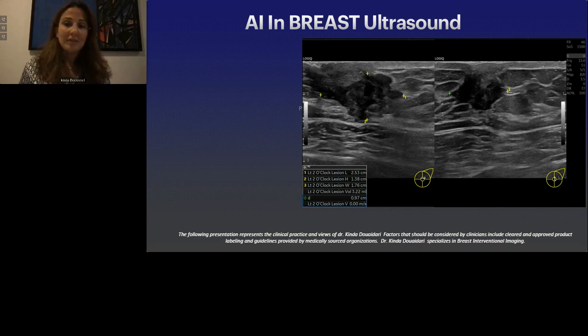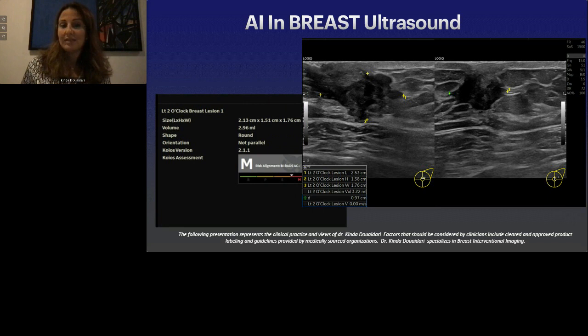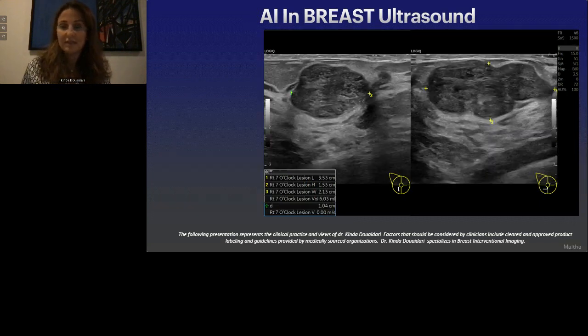For example, this is a kind of nodule. This was a male with a nodule in the left breast. It's really suspicious, so we're going to do the biopsy anyway. So Kios gave its opinion as malignant, and it was, of course, invasive ductal cancer.